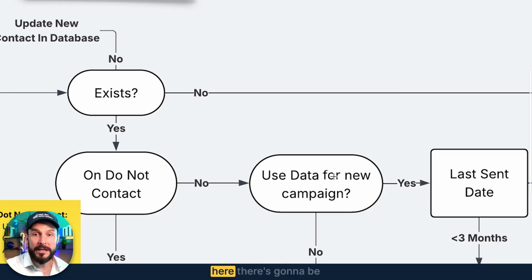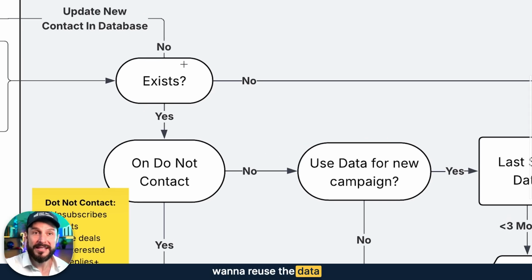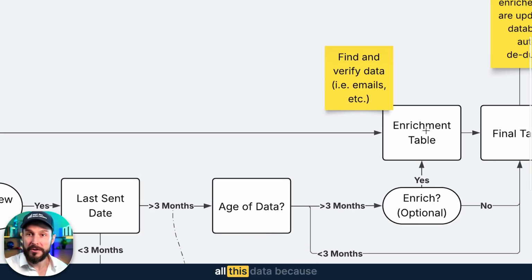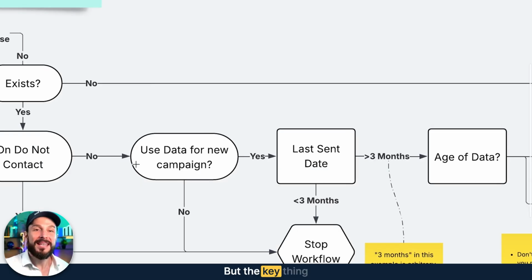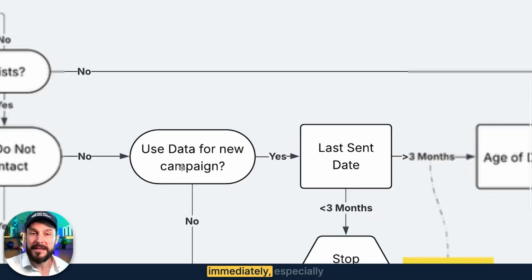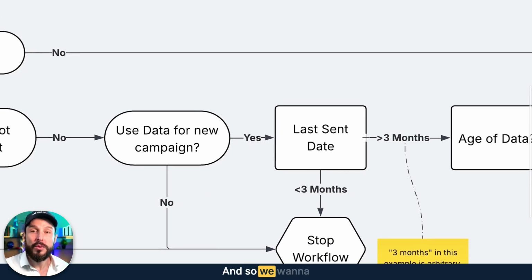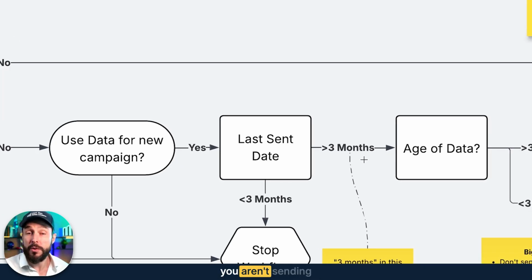Now, I'm assuming here there's going to be a time you're going to want to reuse the data you already have. The beautiful part here is you don't have to go re-enrich all this data because you already have it. But the key thing is you might not want to send to them immediately, especially if it's a larger scale outbound campaign. We don't want to ruin your TAM, which we call TAM destruction over here. TAM, total addressable market, are the people obviously you're going after. And so we want to make sure here that you aren't sending to them too often.